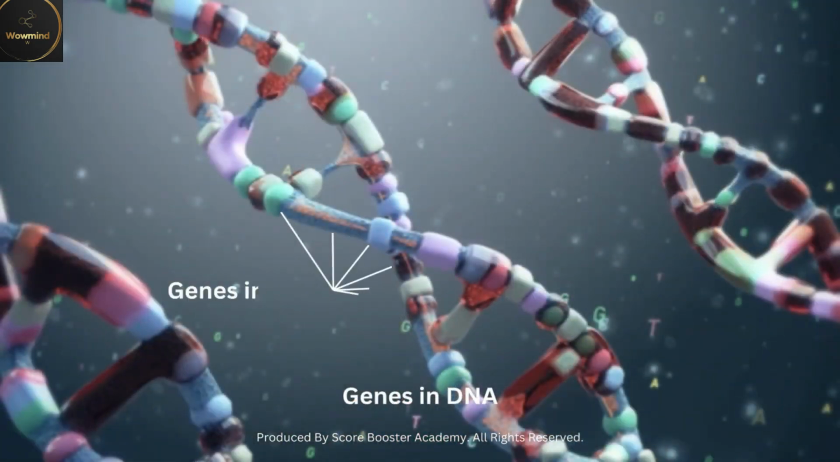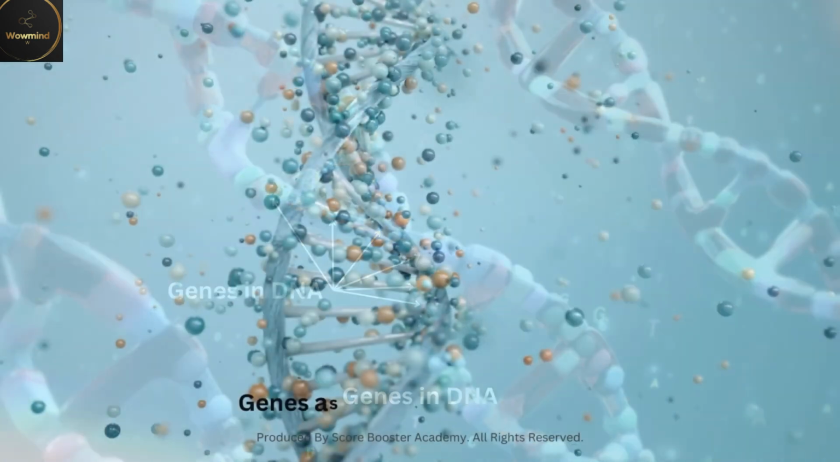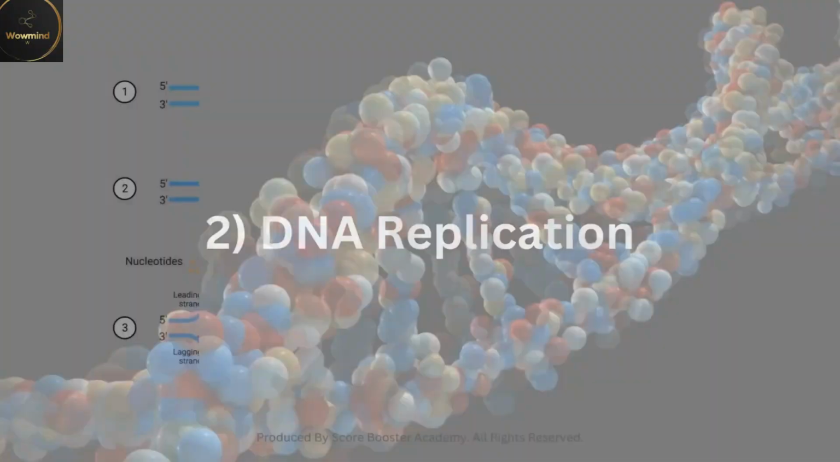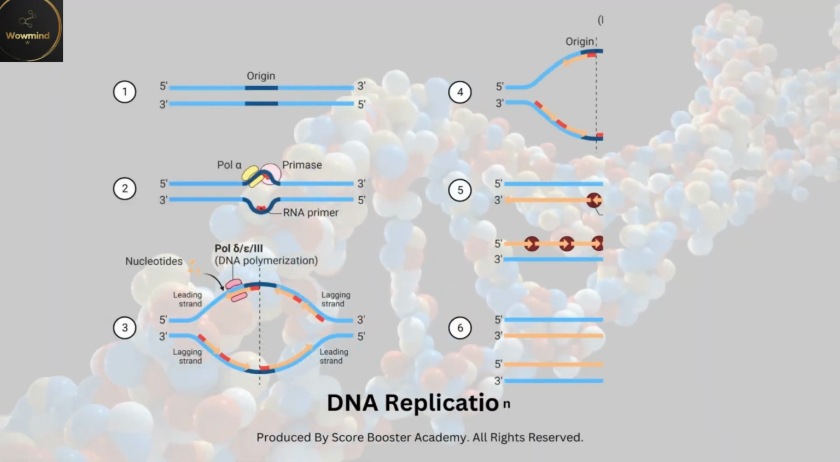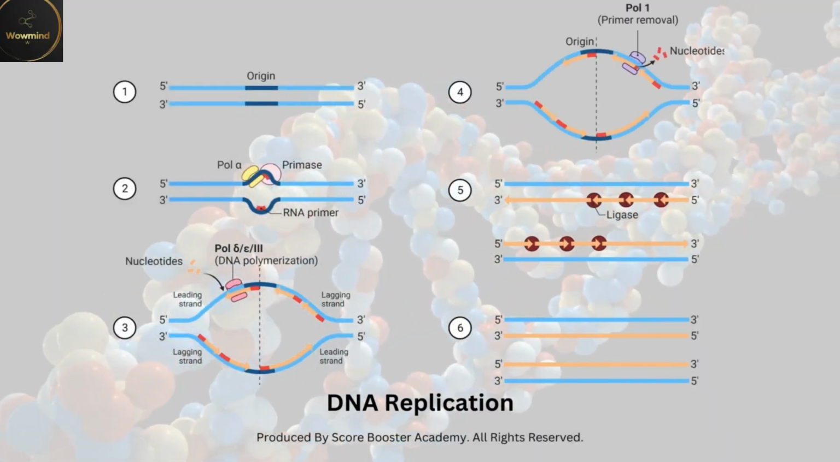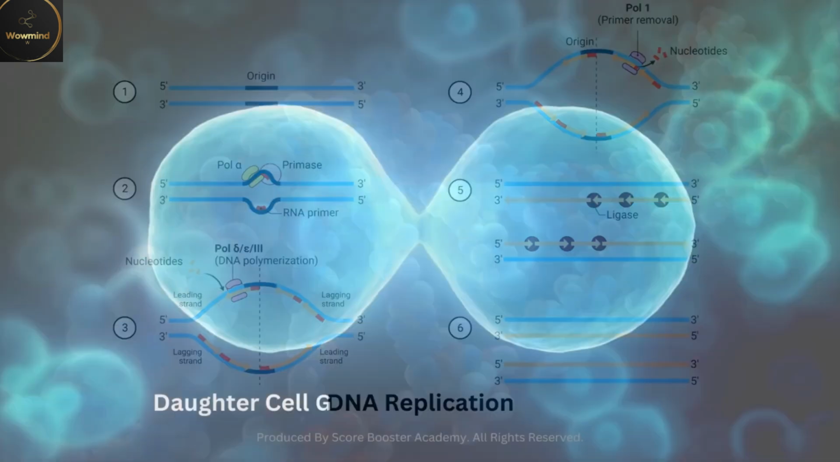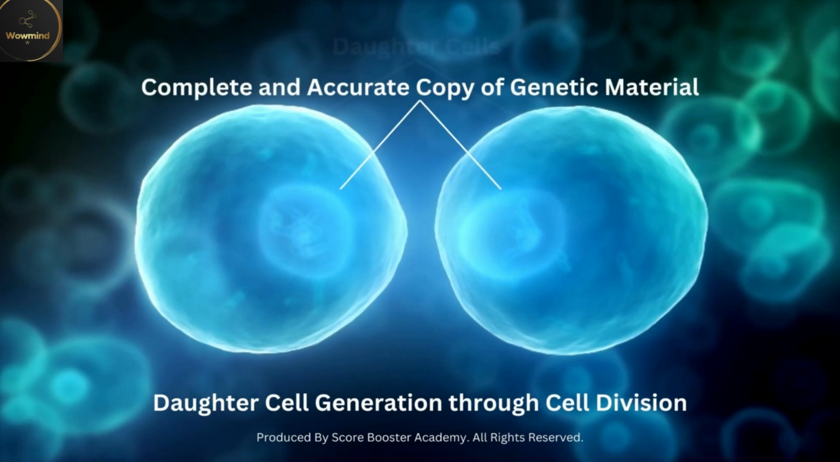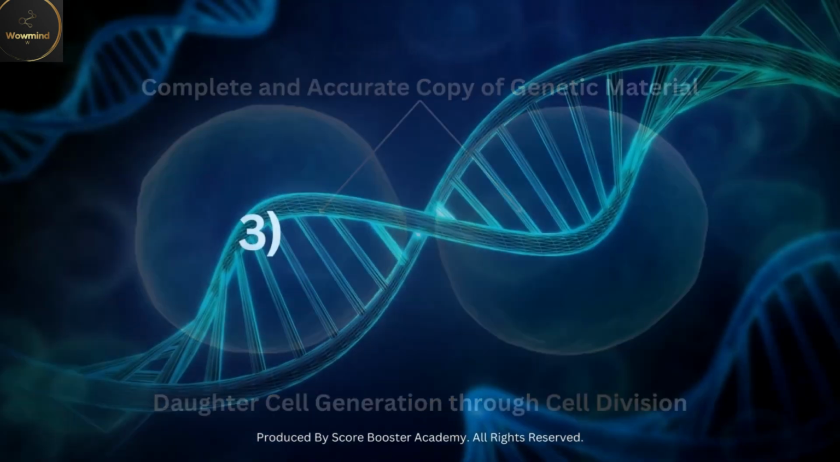Genes are segments of DNA that contain instructions for building proteins, the workhorses of cells. DNA replication. Before a cell divides, it must duplicate its DNA through a process called DNA replication. This ensures that each daughter cell receives a complete and accurate copy of the genetic material.